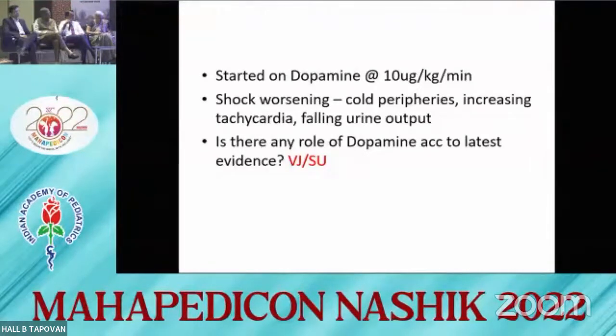Though if you're in the periphery, you don't have access to a central line. You don't have access to a person who's doing echo. You don't have access to a person who's monitoring. You want to refer the child. Start the child on dopamine at 10 and maybe refer to a higher center where things are available and the child can be managed in a better way.